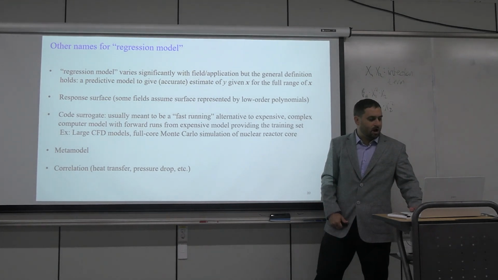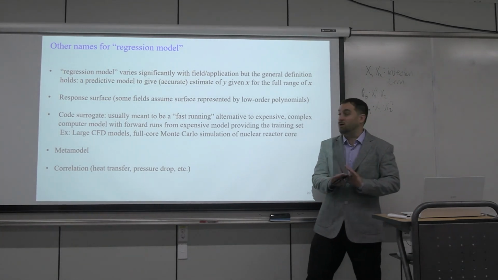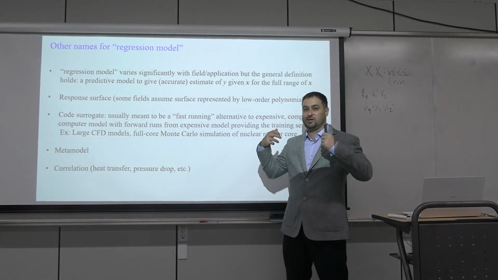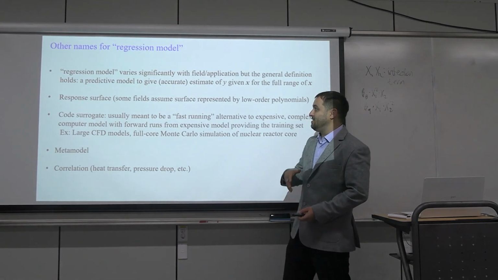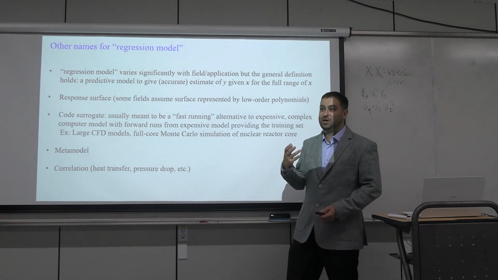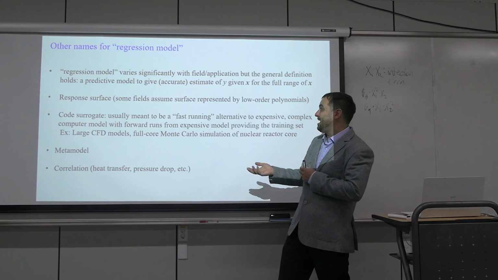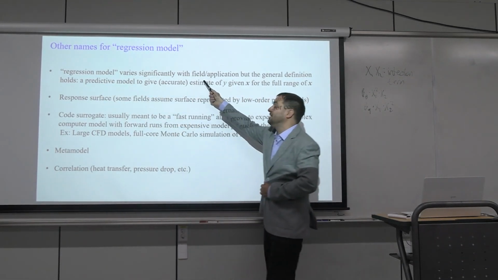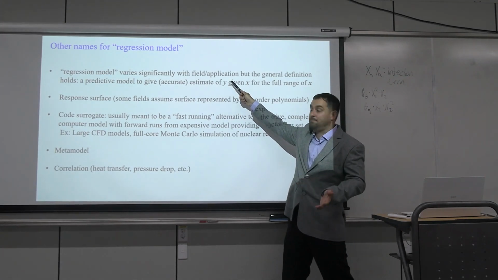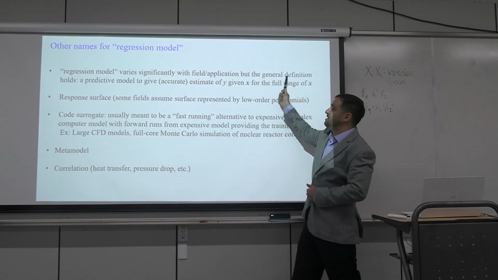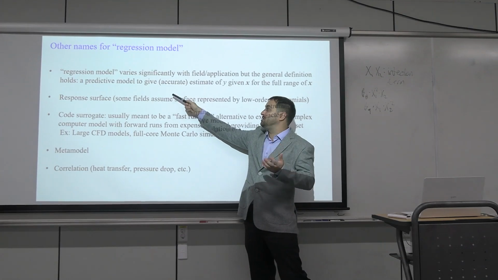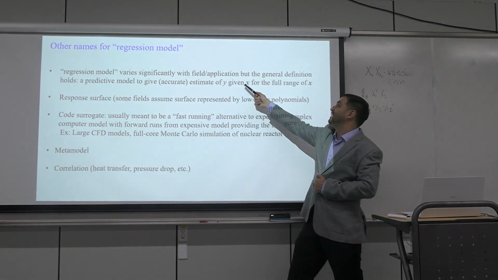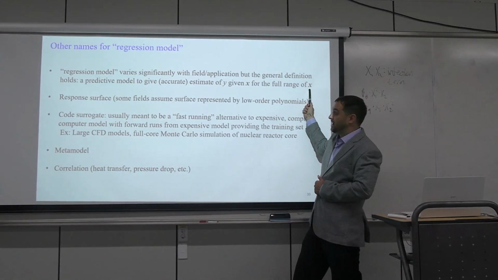Okay. The last topic is also just some other terminology. In this class, we're calling all of these models regression models. But in other fields and areas of research, a regression model is called by a different name. So the term regression model varies significantly with the field or the application, but the general definition holds. It's a predictive model to give hopefully accurate estimates of y given x for the full range of x.